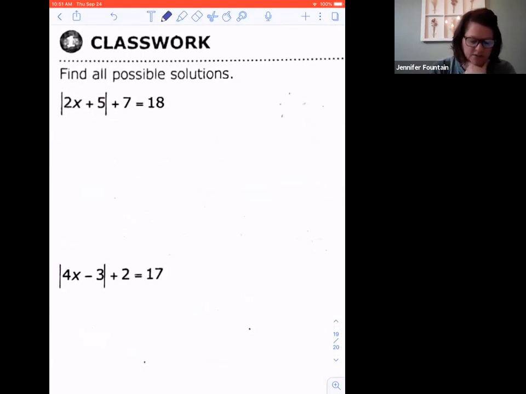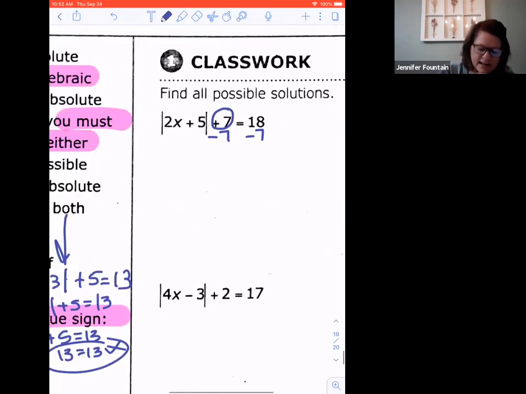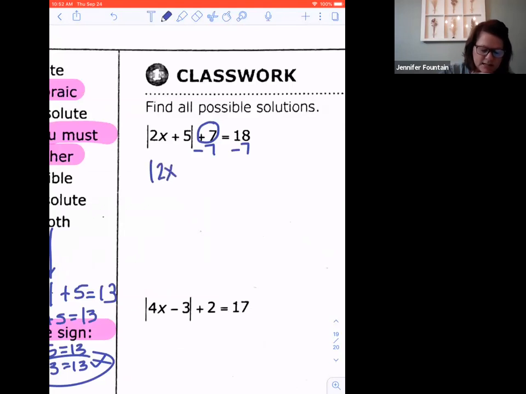Let's look at our classwork. It says find all possible solutions. So I have 2x plus the absolute value of 2x plus 5 plus 7 equals 18. What did I say step 1 is? I've got to isolate my absolute value. That means that this plus 7 right here has to move. It is positive, so the way I move it is to subtract it. So now I still have the absolute value of 2x plus 5 equals 18 minus 7 is 11. Okay? So that's step 1. I have isolated my absolute value.